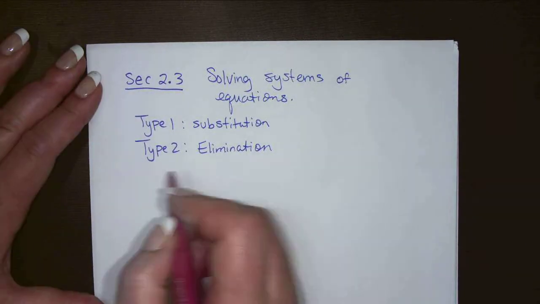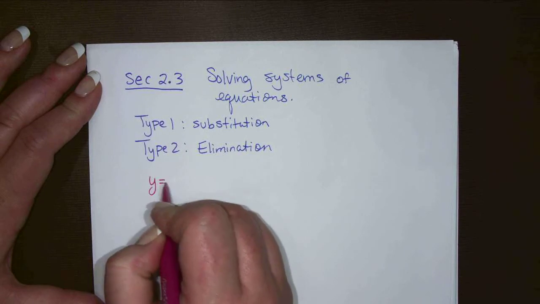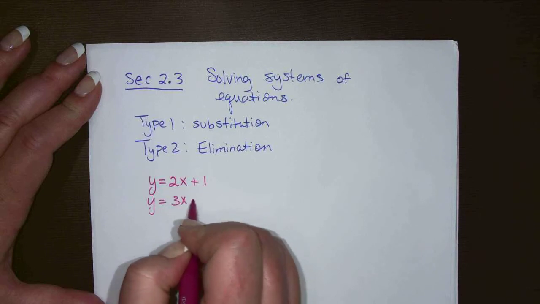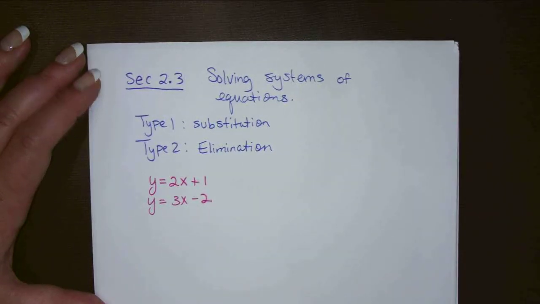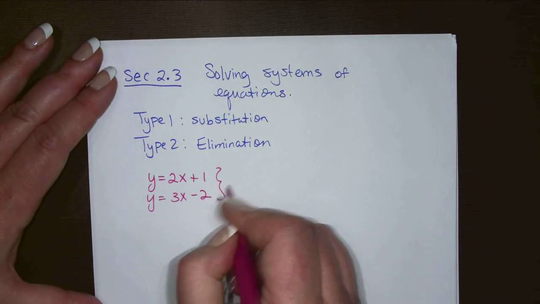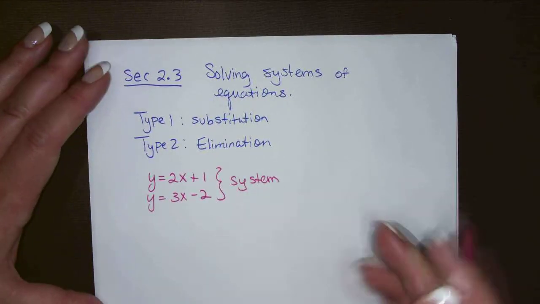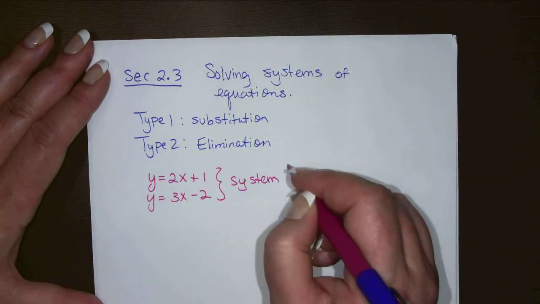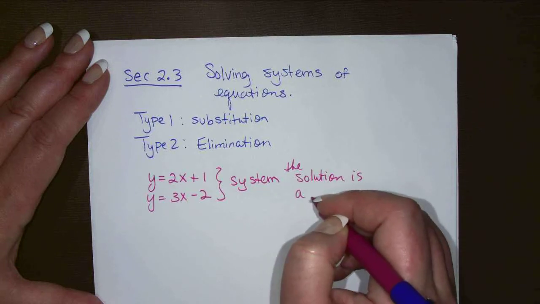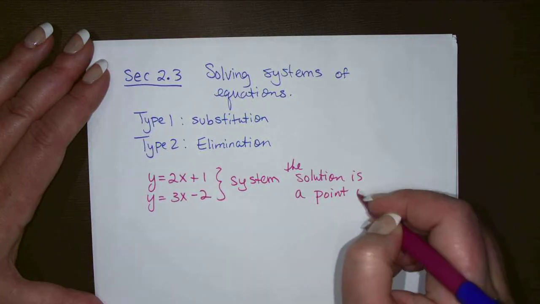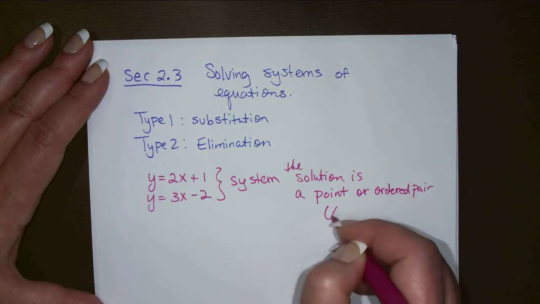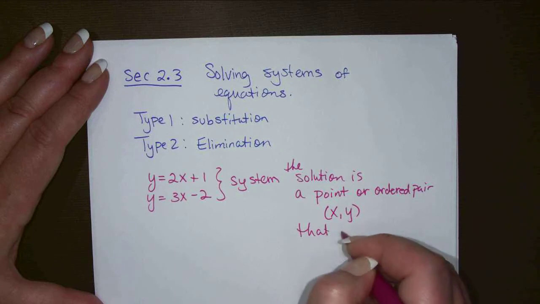But before that, a system of equations, remember, is two equations or more. But we're only going to look at two. Okay, so two equations, and we're looking for the point that works in both of them. Okay, so this is called a system. We'll solve it in a minute. And the solution is a point, or ordered pair, that works in both.